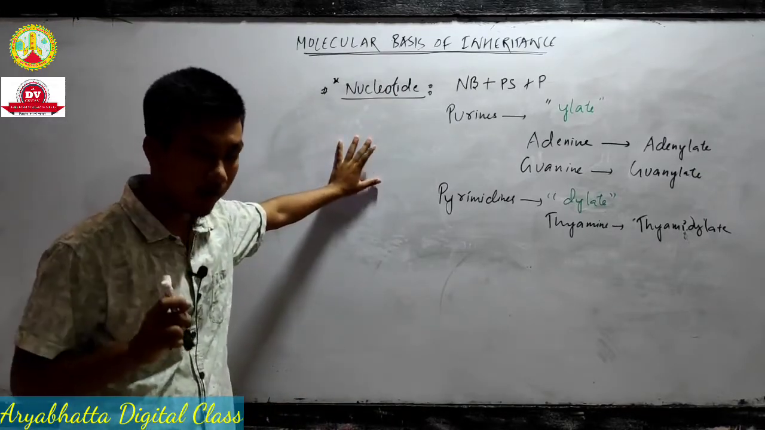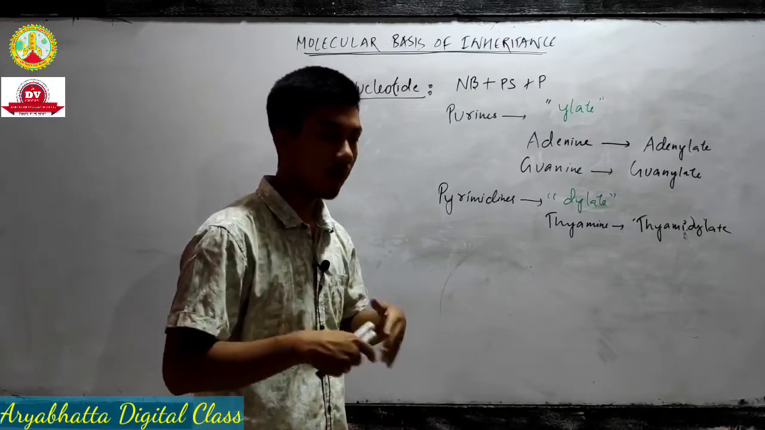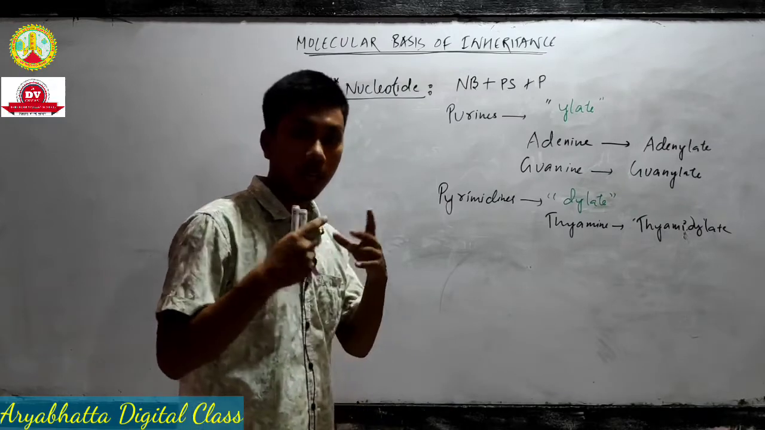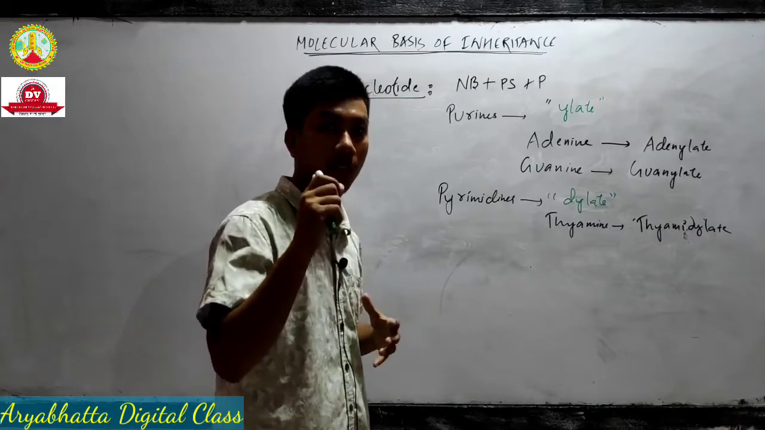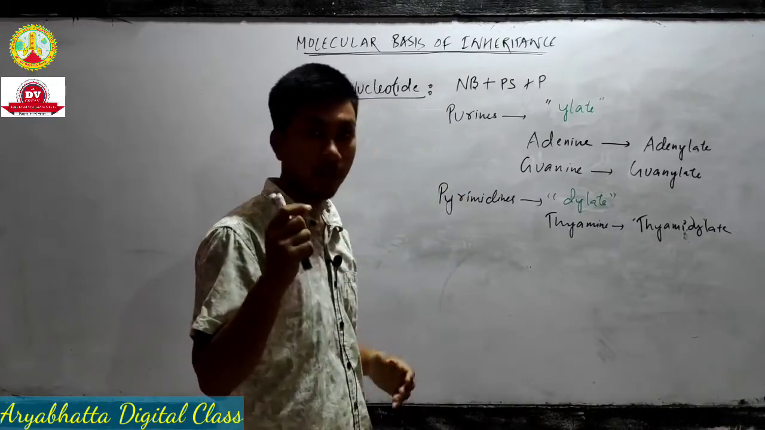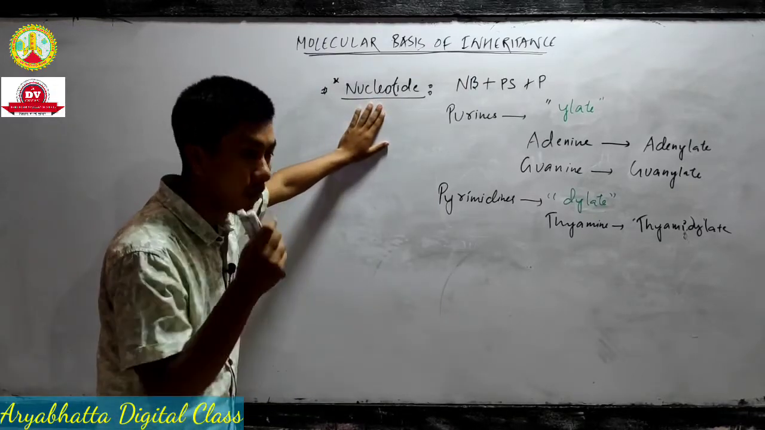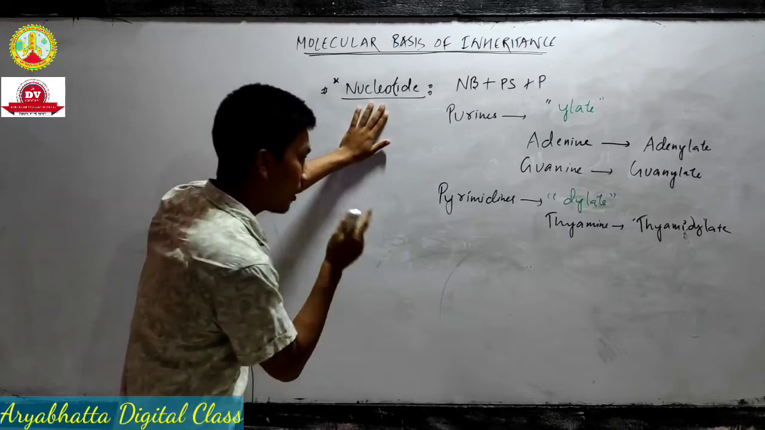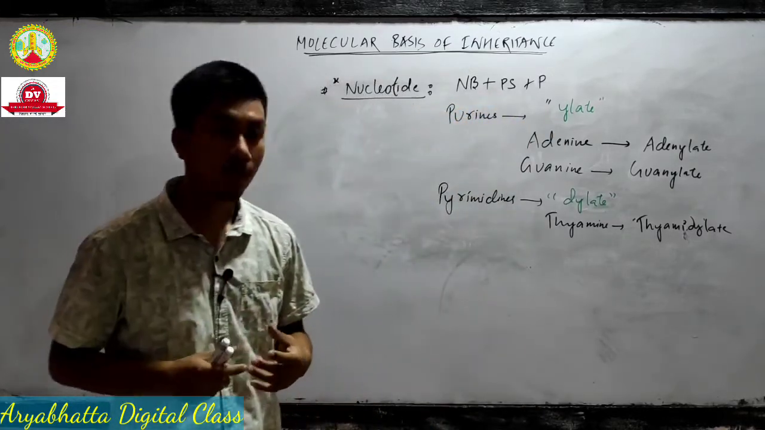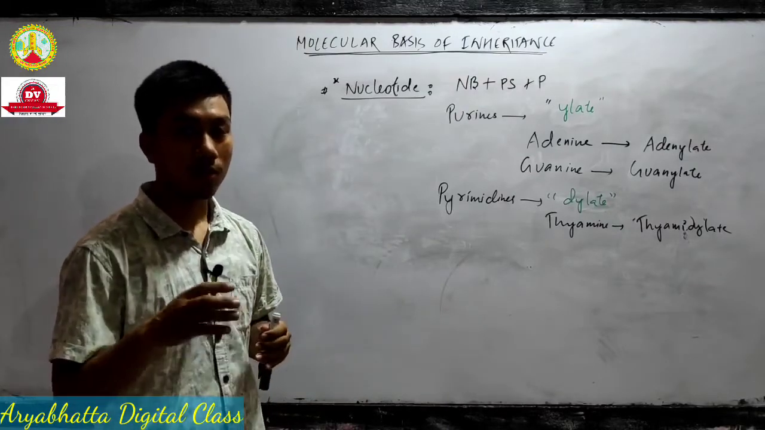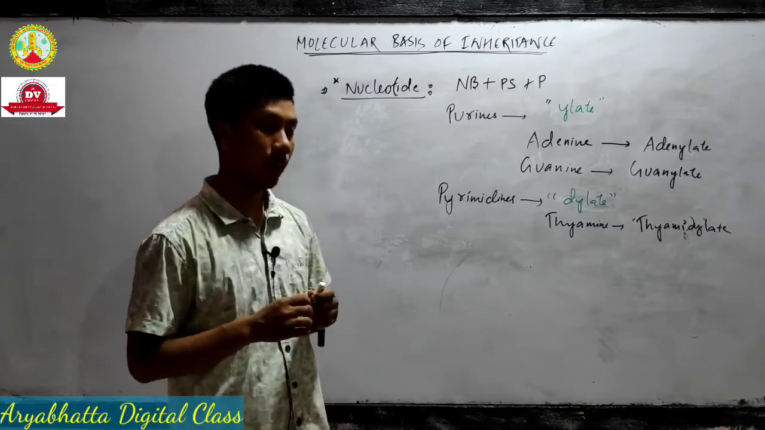So nucleoside and nucleotide. Remember, what is nucleoside? It is made up of pentose sugar and nitrogenous bases. So if it is a nucleoside, we add a suffix osine in case of purine and idine in case of pyrimidine. If it is a nucleotide, we add a suffix ylate in case of purine and dylate in case of pyrimidine, and it is made up of a nitrogenous base, phosphate group and pentose sugar. Alright, so this is all about nucleic acid and nucleotide and nucleoside.